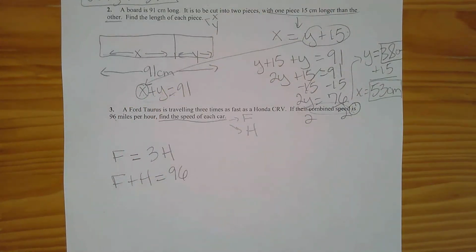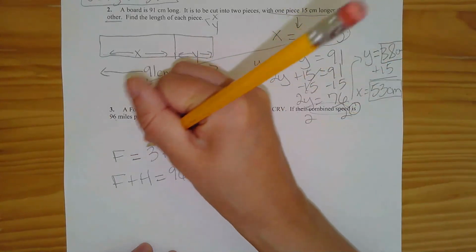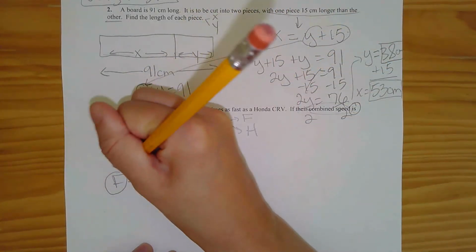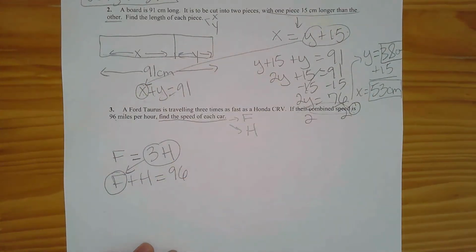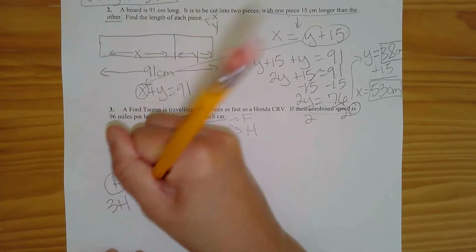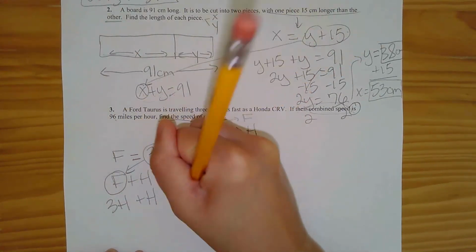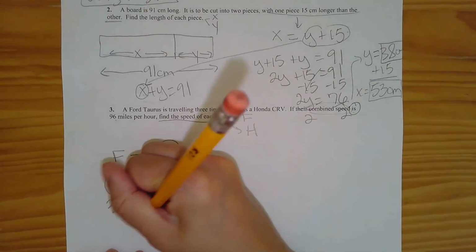So now I have both of my equations and both of my variables, so I can get it to be one equation from here. So F equals 3H. So where I see an F in this equation, I can put in a 3H and rewrite it. So that'll be 3H plus H equals 96. Then we can combine like terms. 3H plus H is 4H.